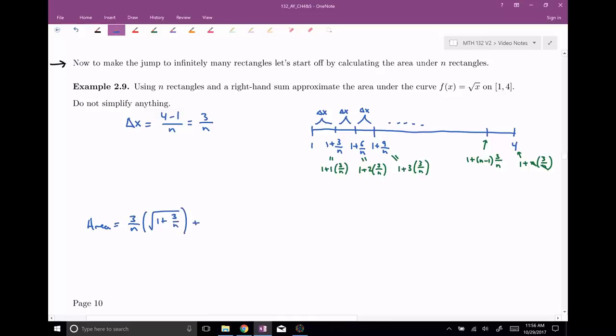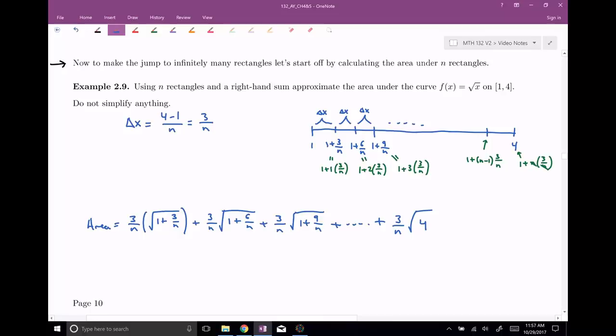And then the next rectangle, the width, still 3 over n. The height is going to be the square root of 1 plus 6 over n. Plus our next rectangle, width, 3 over n. The height is going to be the square root of 1 plus 9 over n. And we keep on going, right? Plus dot, dot, dot, all the way down to the width of maybe our last rectangle here is going to be 3 over n, and then the height is going to be the square root of, again, we're using the right-hand endpoint, so we're going to be using 4 in this case, square root of 4.